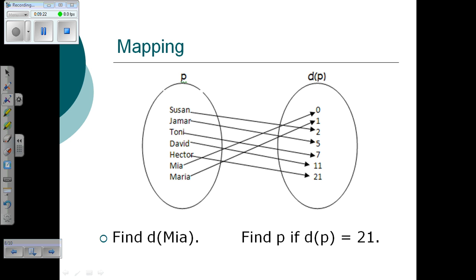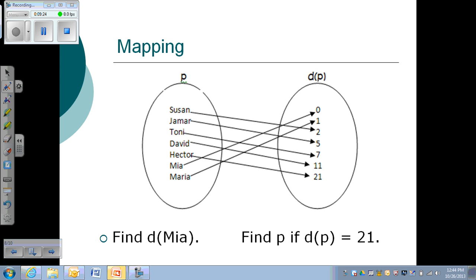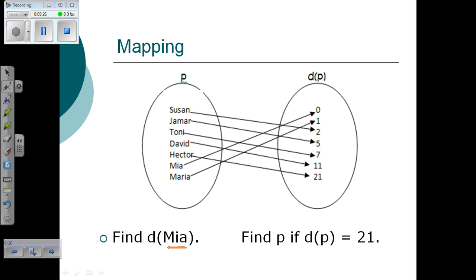Okay, the correct answer would be d of Mia. Here, again, I'm giving you the input Mia. So we want to look at Mia and see what her output is. It's 0. And in the other case, I'm telling you d of p is 21, so I'm giving you the output 21 and asking you for the input, which would be Hector.